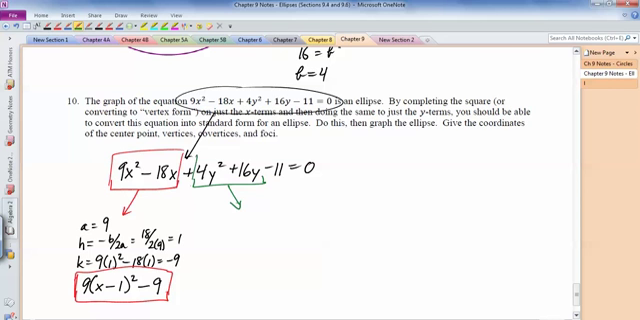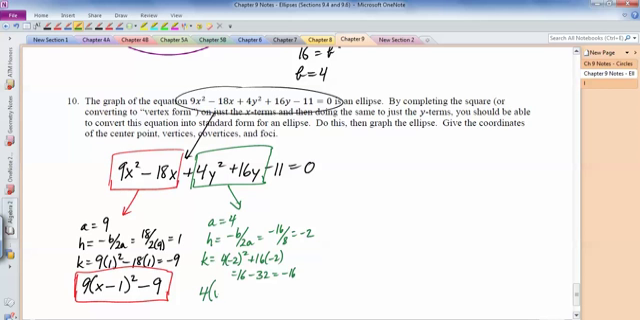Okay, so let's look at the green one, the y's. So a is 4 there. H is going to be -b over 2a. So -16 over 2 times 4, which is 8, so -2. K, when we plug it in, will be 4 times -2 squared plus 16 times -2. So that's going to be 4 times positive 4 is 16, minus 32 is -16. So then we get a (y minus h), so plus 2 squared, plus k, which is -16.